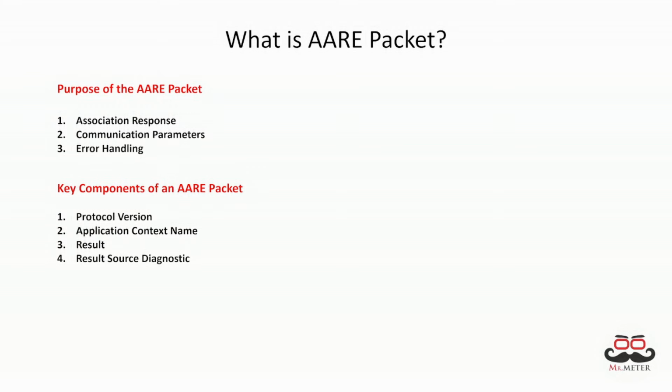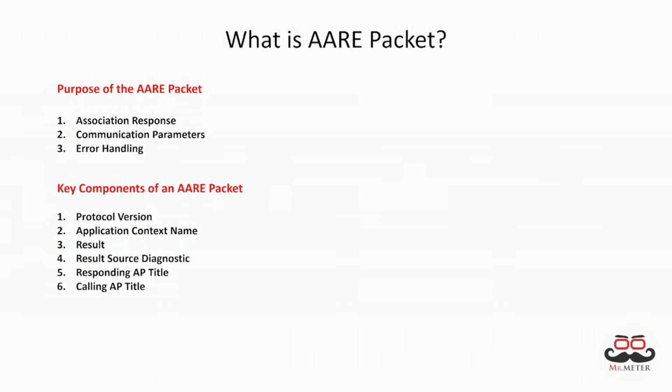Result source diagnostics provides additional information about the reason for the result, especially if the association was rejected. It may include specific error codes or diagnostic information. The responding AP title identifies the application process, or the server actually, that is responding to the association request. It is equivalent to the called AP title in the AARQ packet.